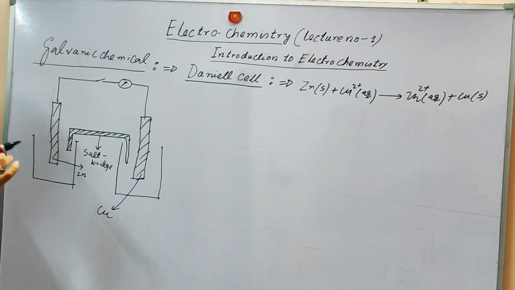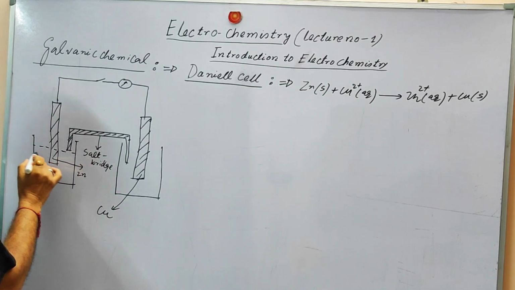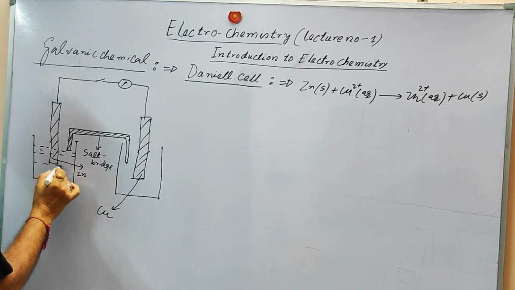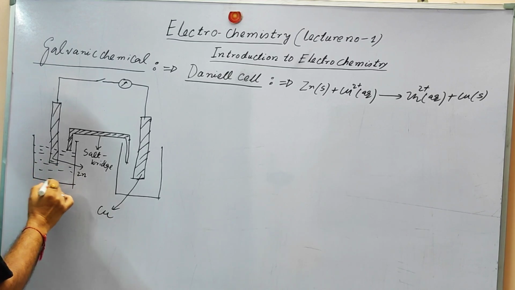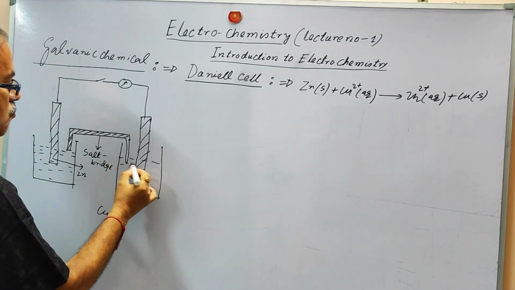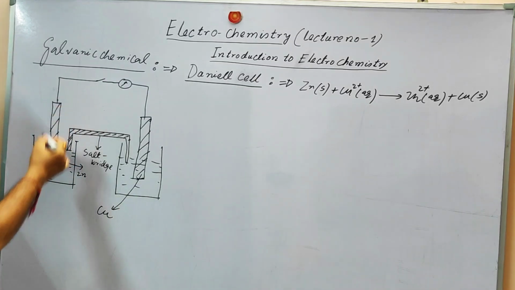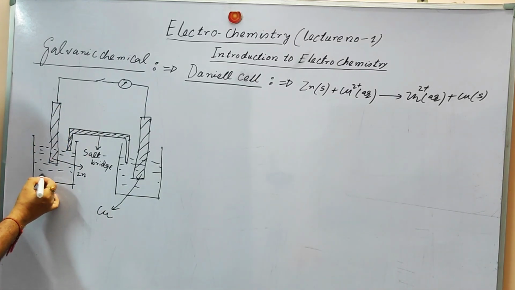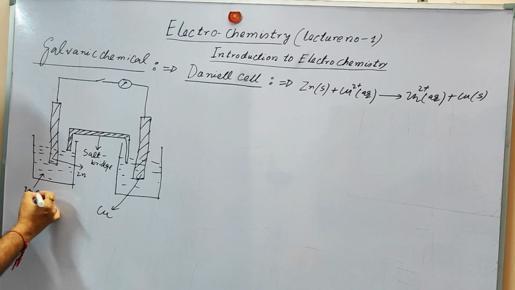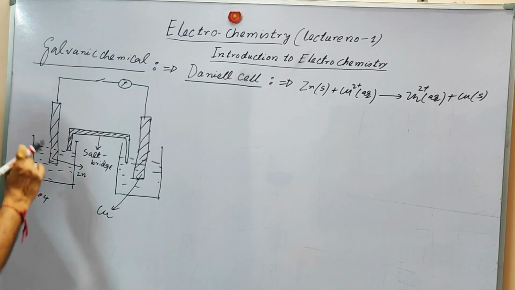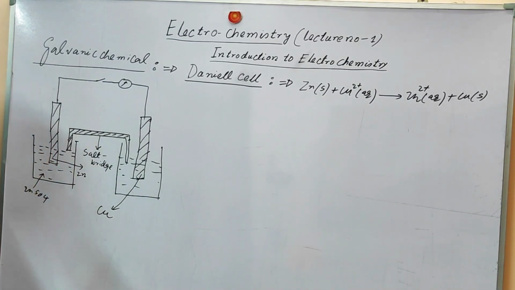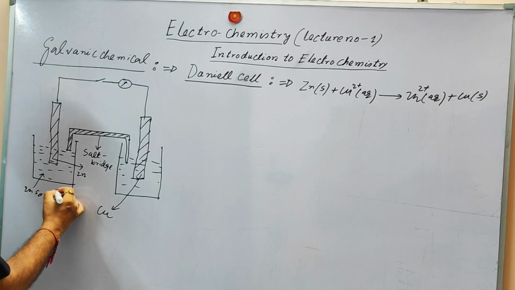This is a typical diagram of the Daniell cell. You can see that the Daniell cell has two portions. In one portion we put the zinc rod in the zinc sulfate solution. In this case, the zinc rod is called the anode.